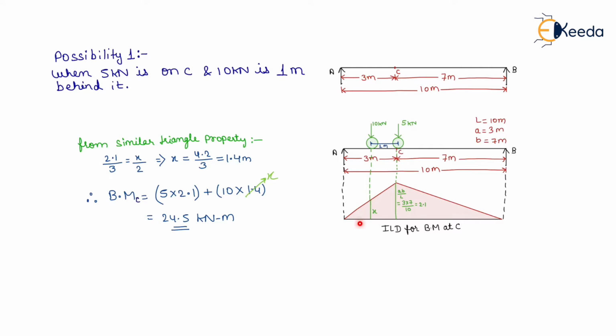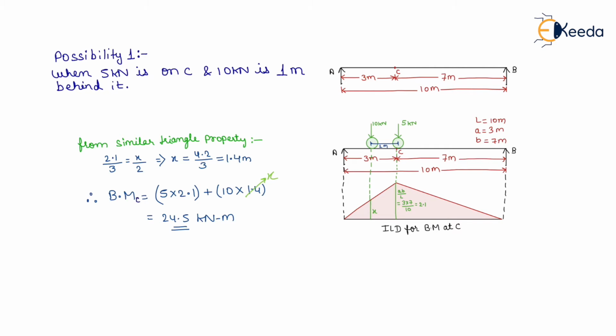But for the calculation of this x, we need to use the similar triangle property. So 2.1 divided by 3 equals x divided by 2. We will get the value of x as 1.4 meter. Now for bending moment calculation, we need to multiply the load with the vertical ordinate. It will be equal to 5 into 2.1 plus 10 into 1.4, which is the value of x. On multiplying this, you will get 24.5 kN meter, that is the bending moment at C when the 5 kN load is placed at C.